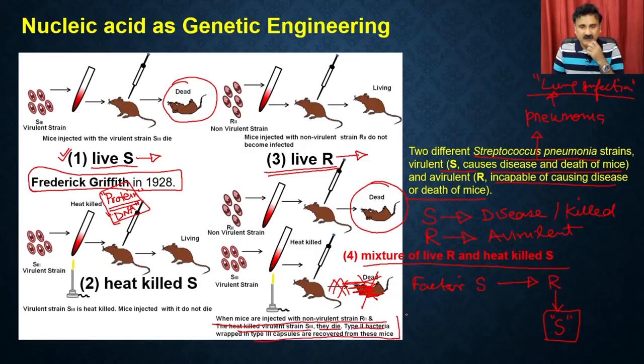So by doing this experiment, Griffith concluded that there is a genetic factor, which is nothing but the DNA, being transferred from the S strain to the R strain, and that's how the R strain also acquired the phenotype of the S strain, leading to the death of the mice. And there are a couple of more experiments which people have done, like the Hershey-Chase experiment and Avery's experiment, that also proved that DNA is the genetic material.